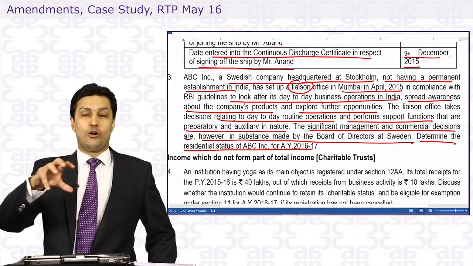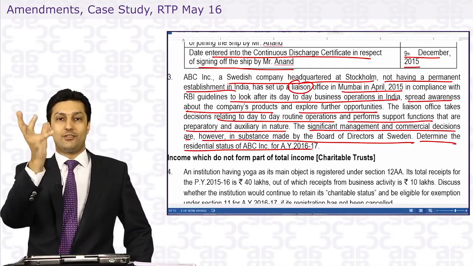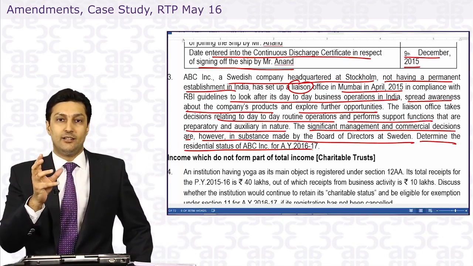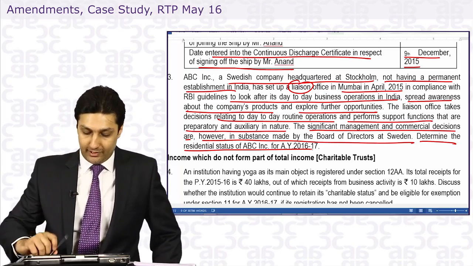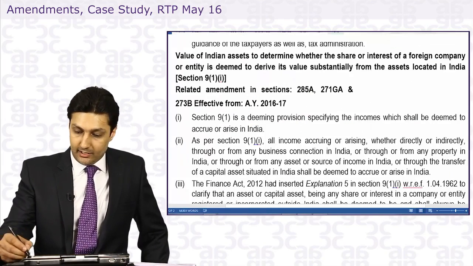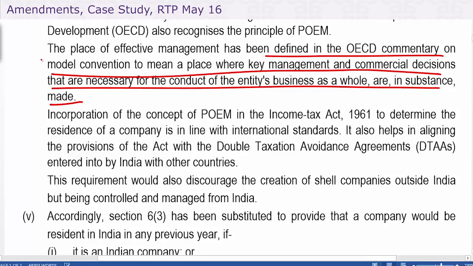Now, is the liaison office taking day-to-day decisions or policy decisions? Place of effective management has been defined to mean a place where effective policy decisions are taken. So, we can go back and read, the place of effective management has been defined, and this is on page 16 of your supplementary module, by OECD on model convention to mean a place where key management and commercial decisions that are necessary to conduct the entity's business as a whole are in substance made.